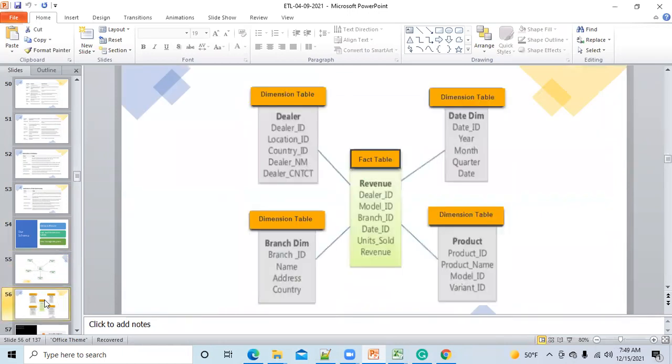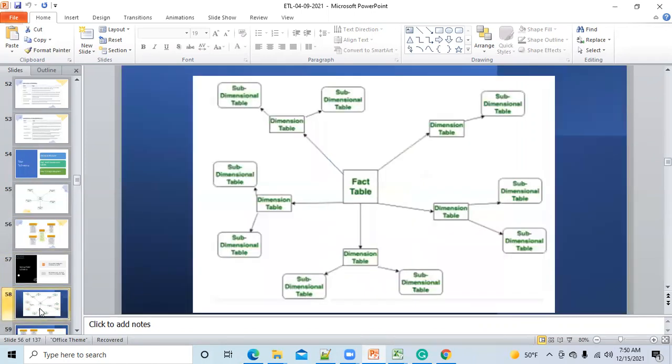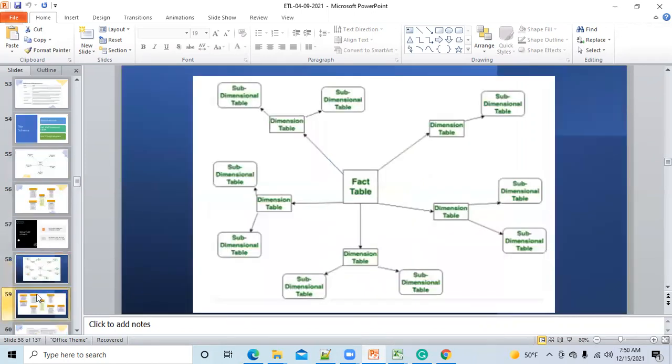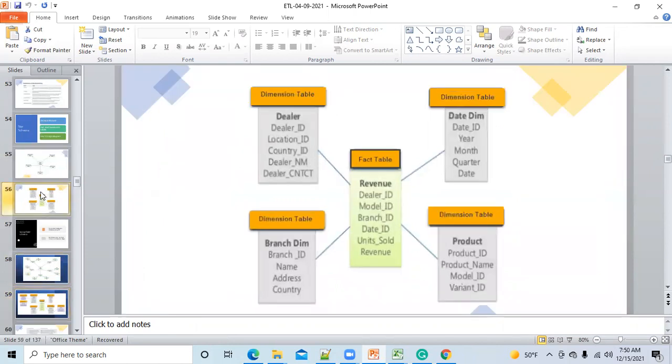Now leave this slide. I think this slide is useful, and this slide is useful. Before going to the star and snowflake schema, just let me show you two slides. From this, it will be easy to understand. Suppose this is a fact table. I'll leave the dimension tables aside for now. What is a dimension table, what is a fact table? We'll see that as well. First of all, concentrate on this table, which is named revenue.